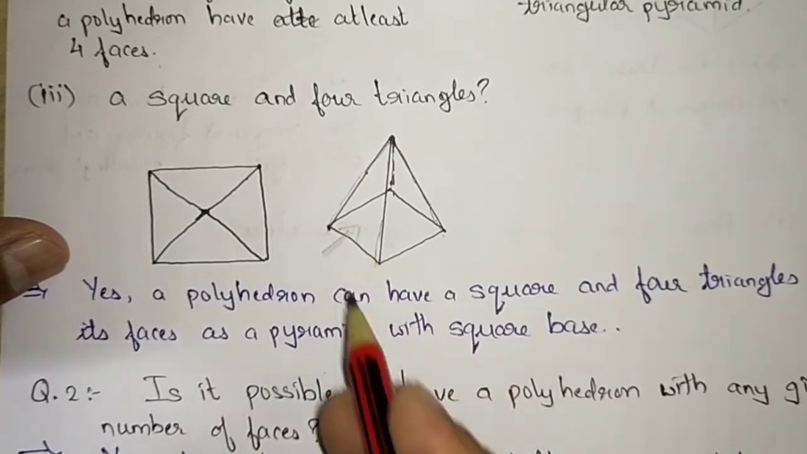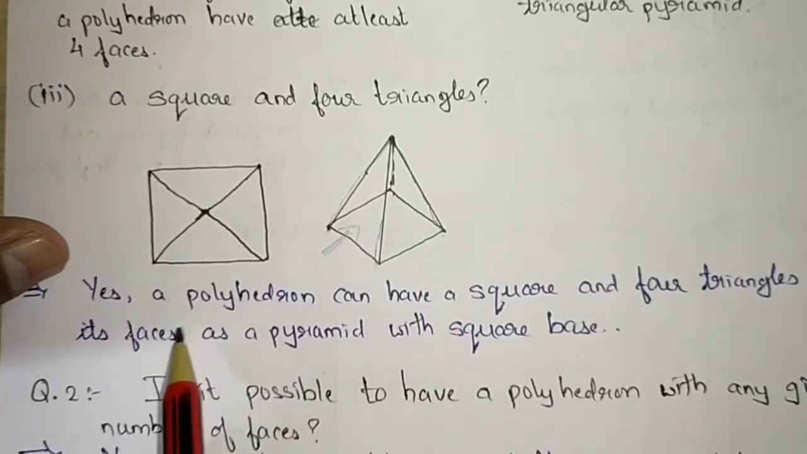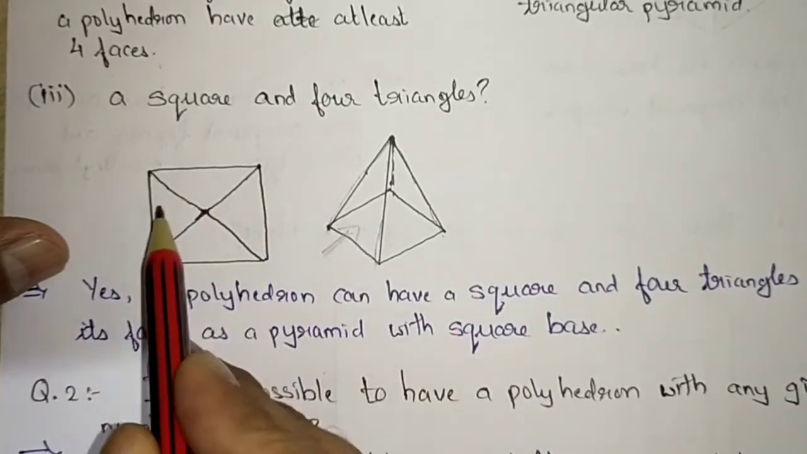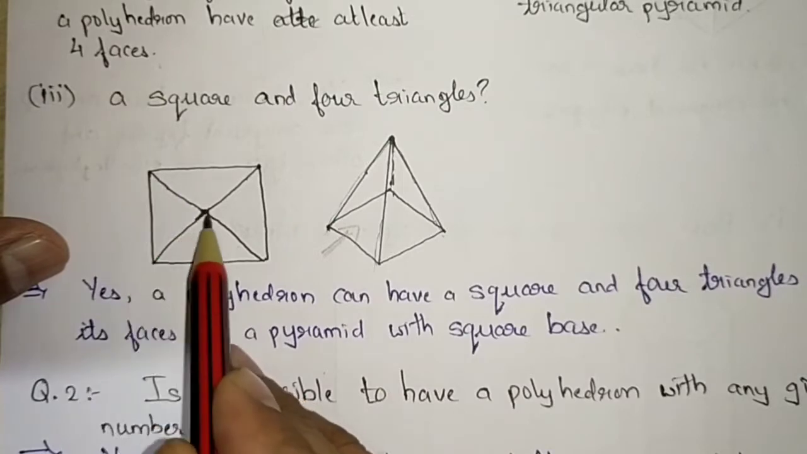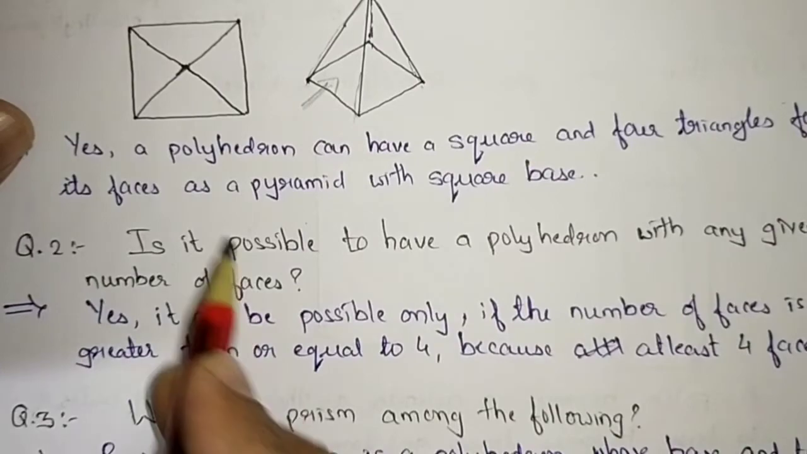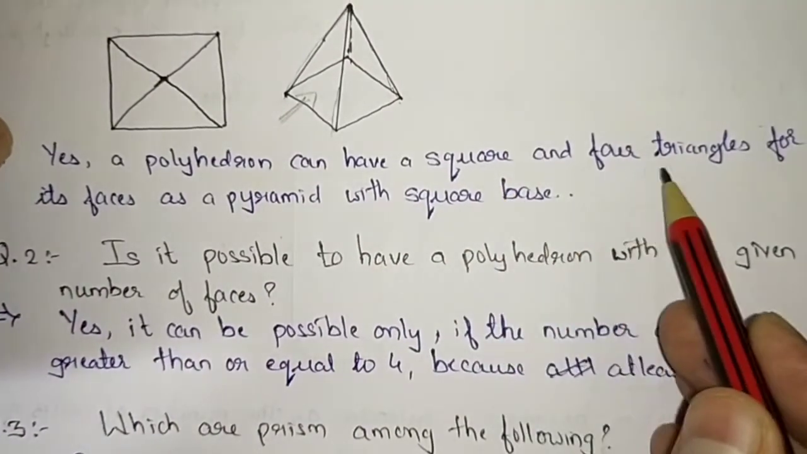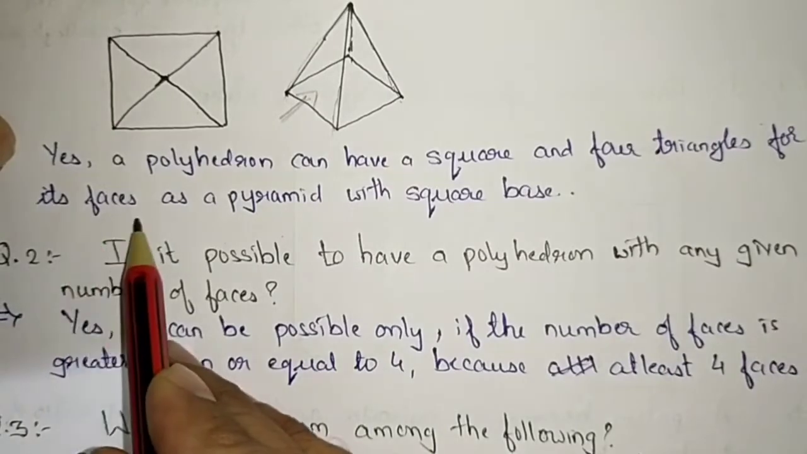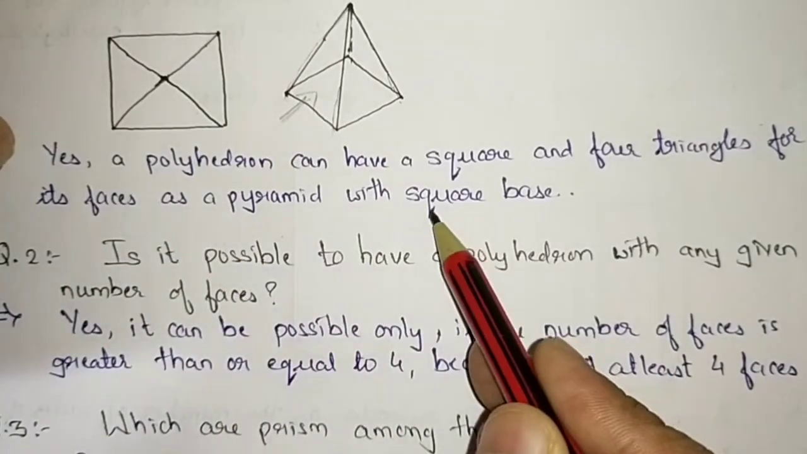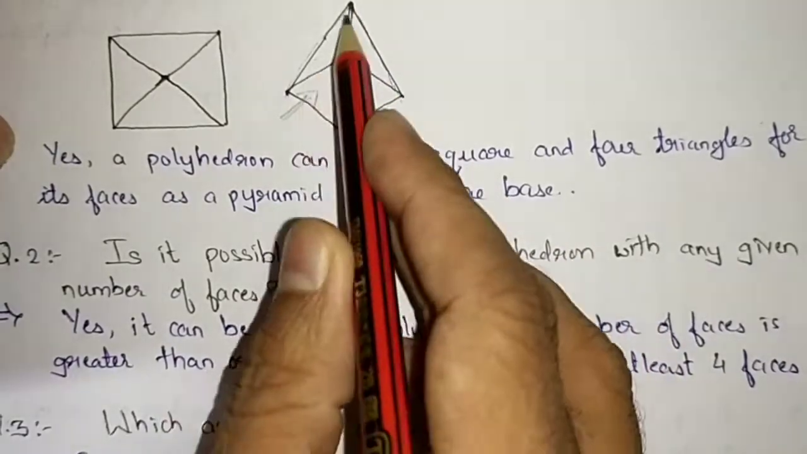part or view, we can say sideway views. This is the top view. So 1 square and 4 triangles, 1, 2, 3 and 4. So we can write yes, a polyhedron can have a square and 4 triangles for its faces as a pyramid with square base. This is a pyramid with the square base.